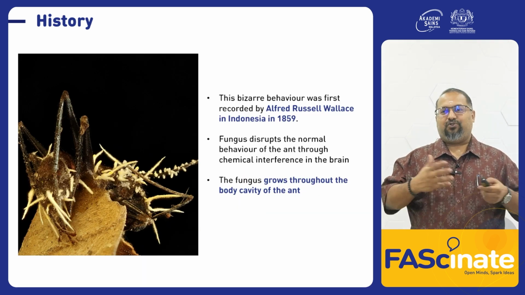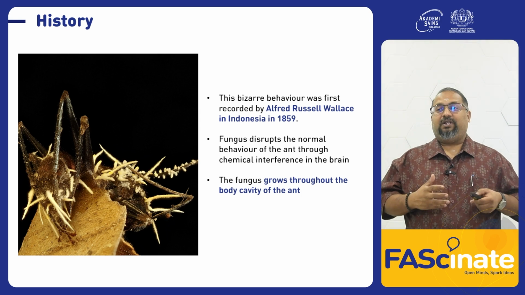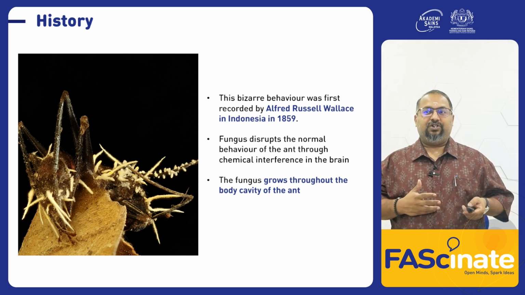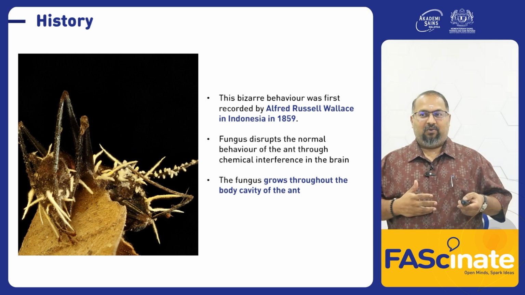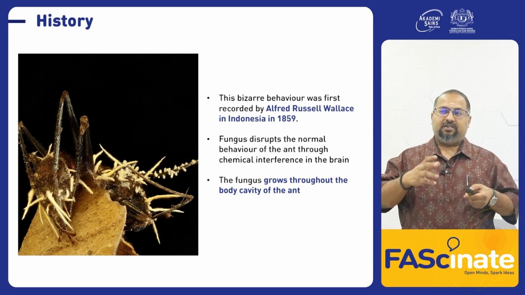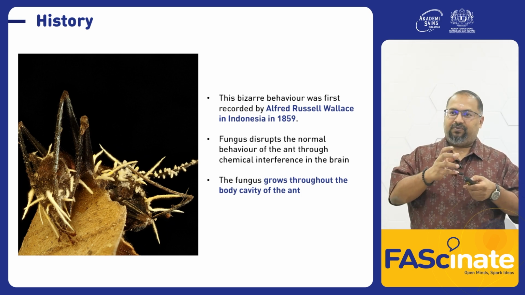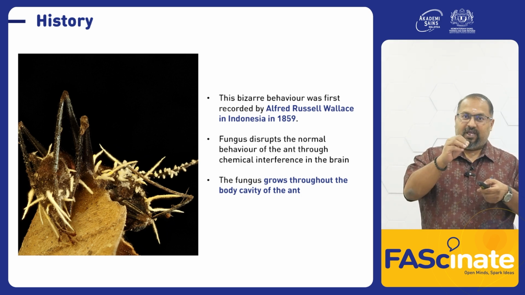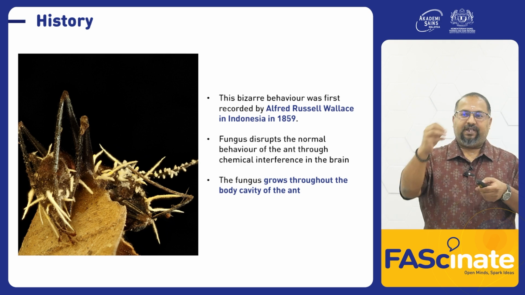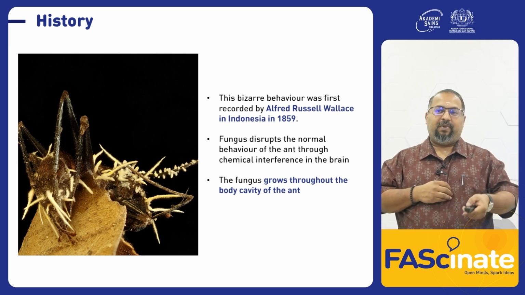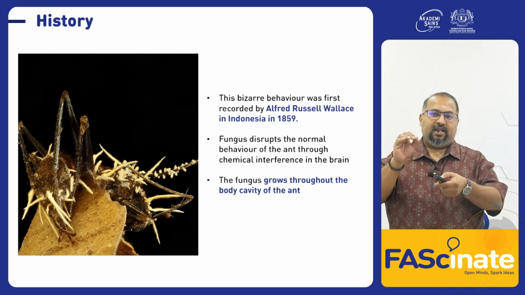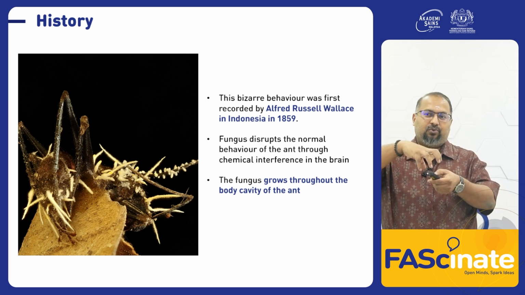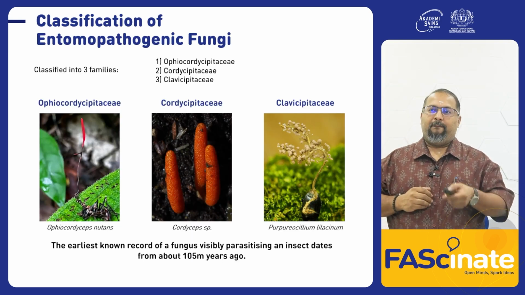As for the history of zombie fungi, the first record was found by Alfred Russel Wallace in Indonesia in 1859. His observation was that the fungus disrupts the normal behavior of the ant through chemical interference of the brain, and the fungus can grow throughout the body cavity of the ant. As you can see from the example I show here, this is a best example of how these fungi can penetrate and also grow out of their body.